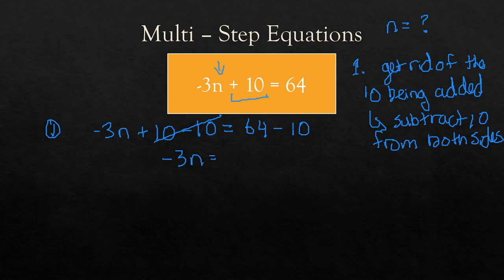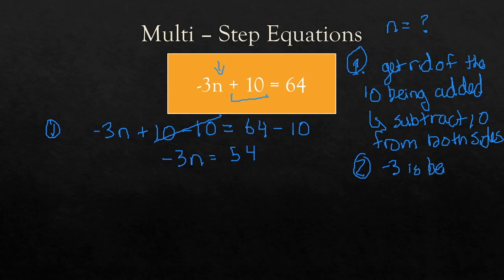And then our second step is going to be to undo the multiplication and division. So we're going to look at what's happening to the n. Negative 3 is being multiplied.